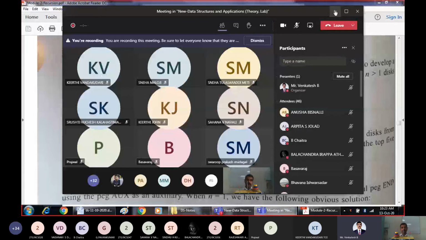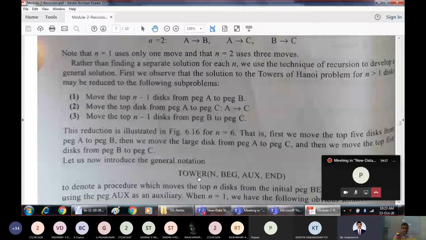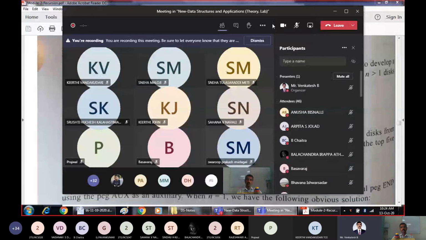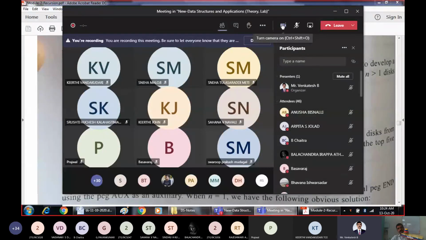Now for this movement, you should know to follow this property: either you move it here or here, you should use the minimum number of moves. For this problem, it's difficult to move as the number of disks increases. We have to write the recursive solution for this. Now I will write the recursive solution for this.